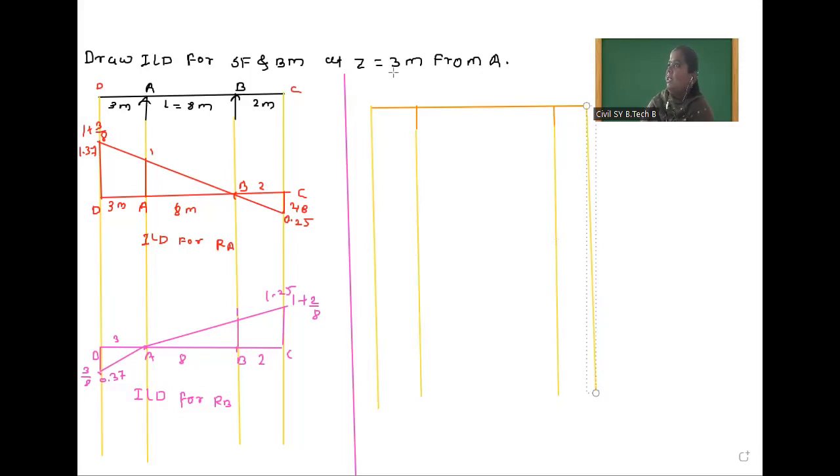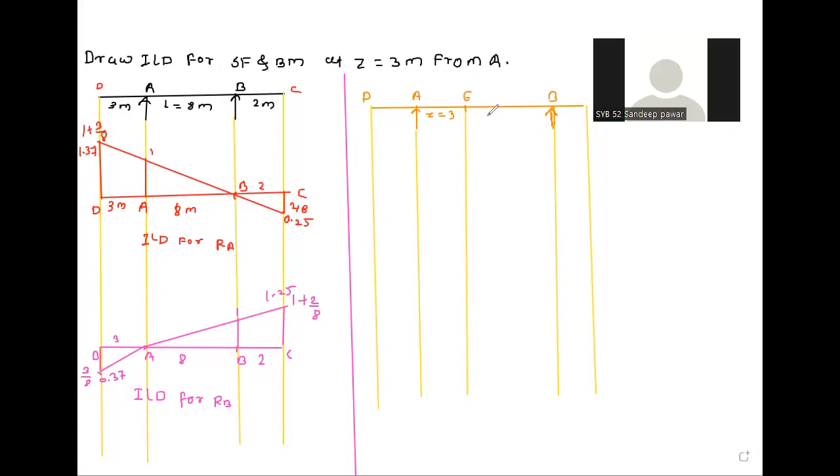Now Z is 3 meter from A. So this is point A, and the Z location is 3 meter from A. We will extend this line also, because at the time of shear force and bending moment, the Z line is required. So first we will mark points here. This is D point, this is A point. We will call this E point, and this distance is Z, which is equal to 3 meters. From this E to B, how much distance is remaining now? 5 meter. And this distance is 2 meter.